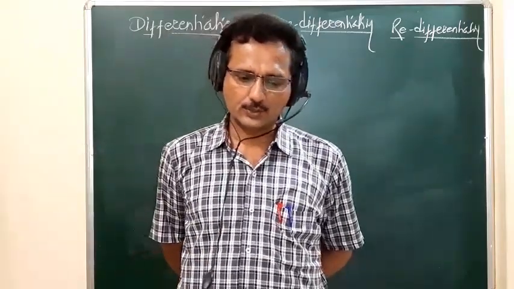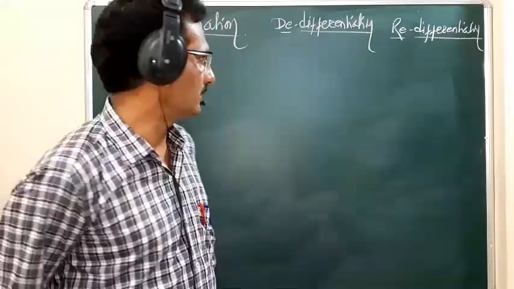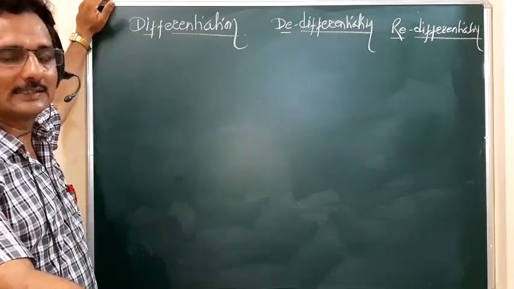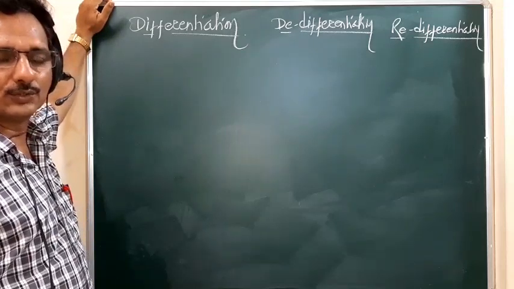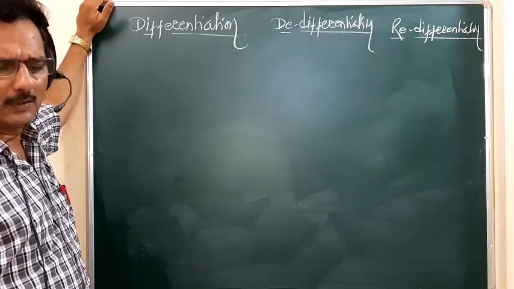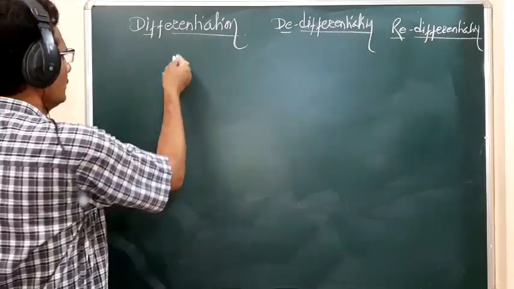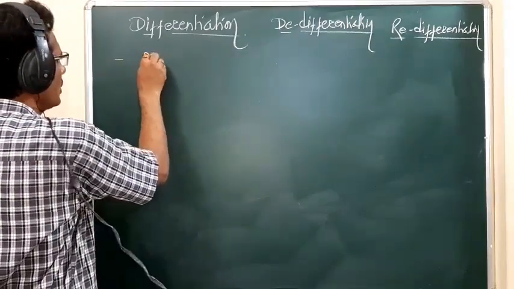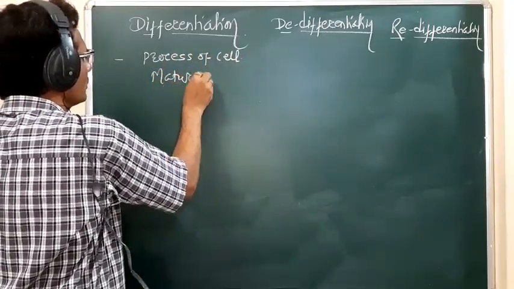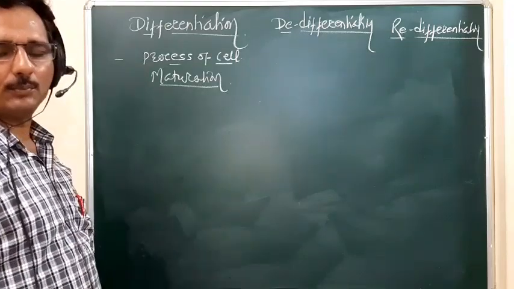First one, it is the differentiation. So what is the differentiation? It is the process of cell maturation. Okay, see what is meant by the differentiation. The differentiation means it is the process of the cell maturation from the meristematic cell, or from the apical meristem. It is called as differentiation. Means it is the process of cell maturation derived from the apical meristem.